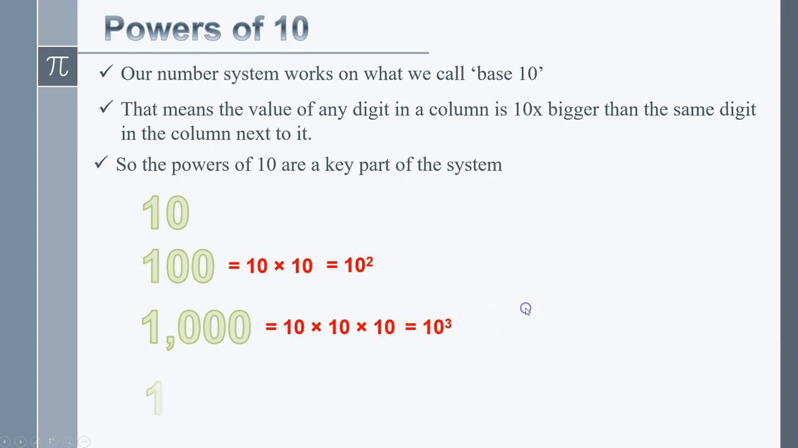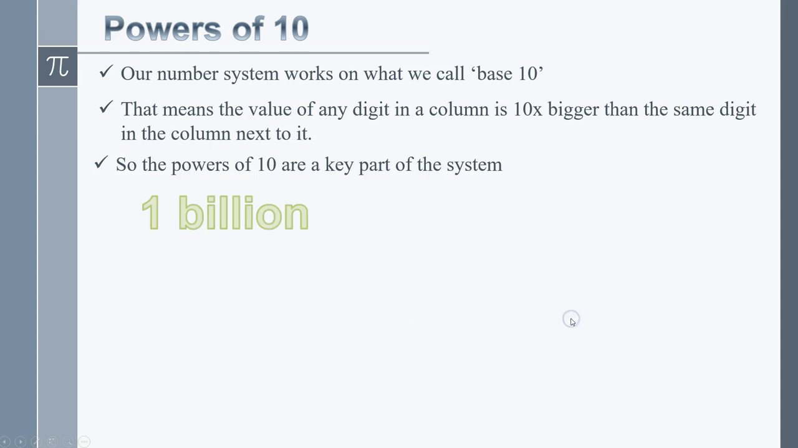And the next one from there would be 10,000, which would be 10 times 10 times 10 times 10, which is 10 to the power of 4. And we could keep going and keep going. I'm not going to list them all, but I'm just going to chuck in one, a billion. Now we're getting to a fairly sizable number here.